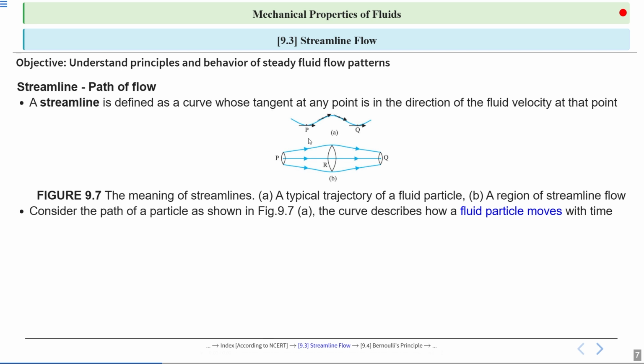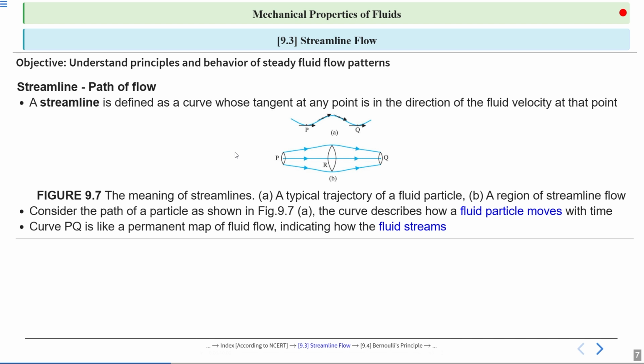So the fluid particle flows from P to Q. The curve labeled PQ acts like a permanent map of the fluid's movement. It shows us the route the fluid streams follow, helping us visualize the overall fluid pattern. Alright.